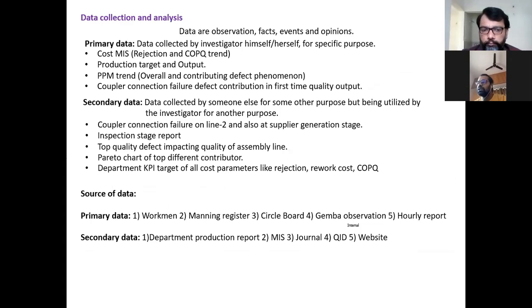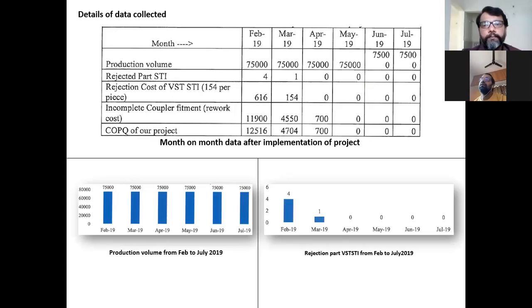And secondary data sources are the department production reports, MIS, journal, QID, and some from websites. How did we collect data? We collected it month to month, as you can see in this chart. In February the product volume was 75,000. Out of that, rejection was 4 parts and rejection cost was 616 rupees, incomplete connection rework cost was 11,900, and the total poor quality cost was 12,516 rupees.